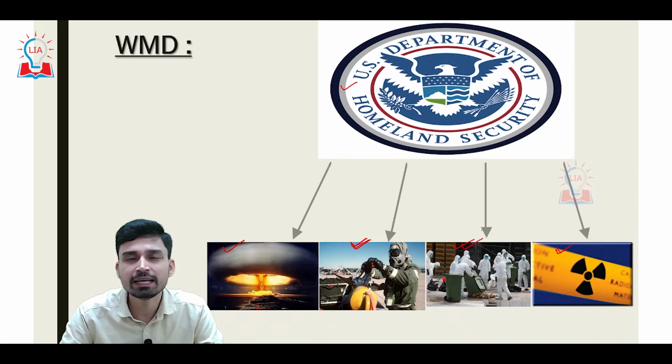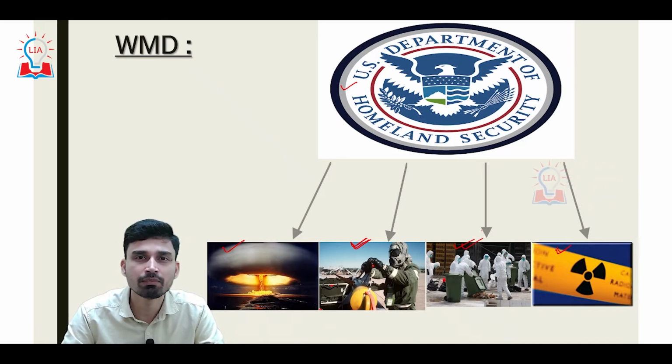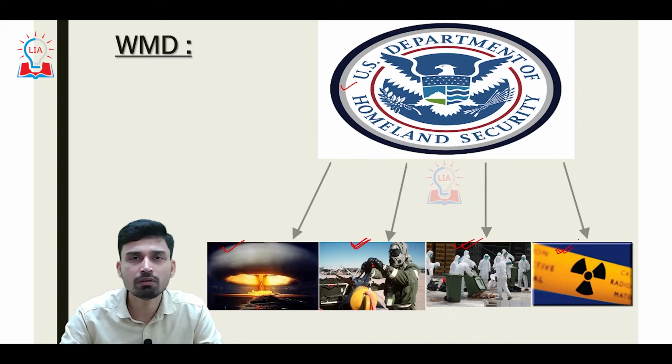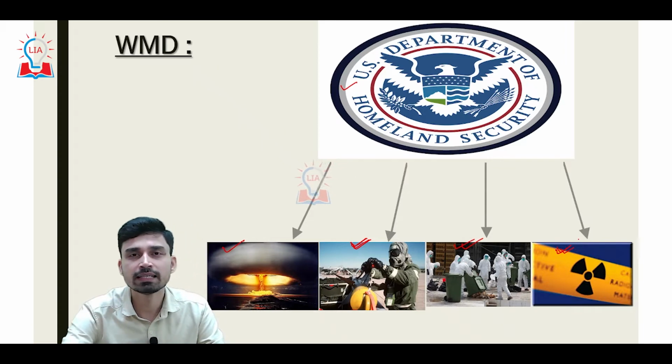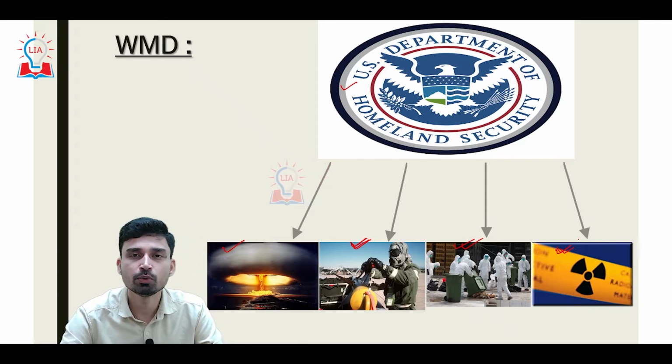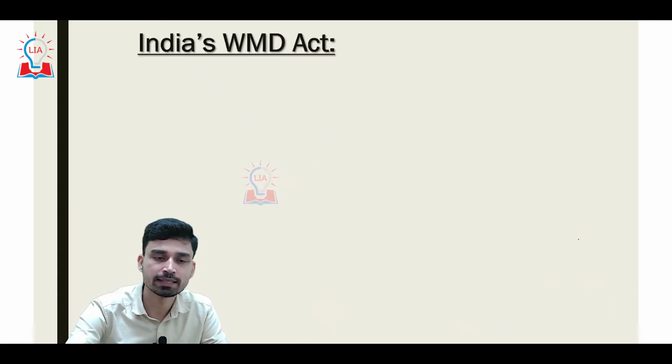Biological weapons can be any type of modified organisms. It can be fungi, it can be bacteria, it can be viruses that can be weaponized and can cause large scale epidemic or pandemic like situations. And then we have radiological weapons. Again, this is something that can cause large scale, high energy radiation that can damage the skin and even the DNA of the body. So these are the weapons that are categorized as WMD as per the US Department of Homeland Security.